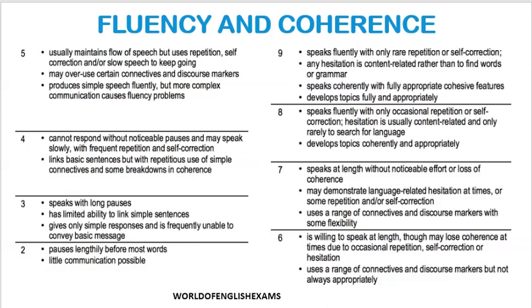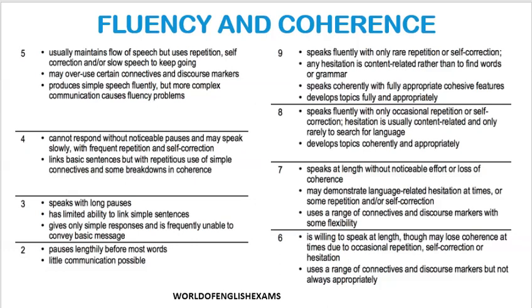Then band 7 highlights one more point here: may demonstrate language related hesitation. Now what is the difference between content related hesitation and language related hesitation? Band 7 says may demonstrate language related hesitation, whereas when you move to band 8 and band 9, it says hesitation is usually content related. Even for band 9 it says any hesitation is content related.